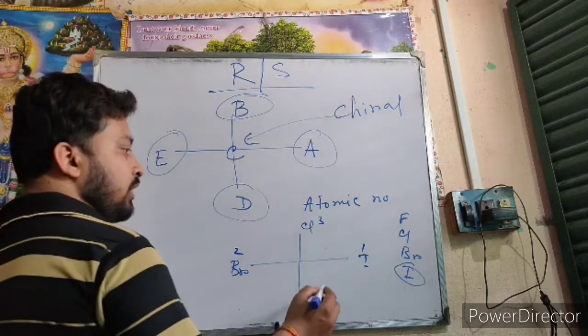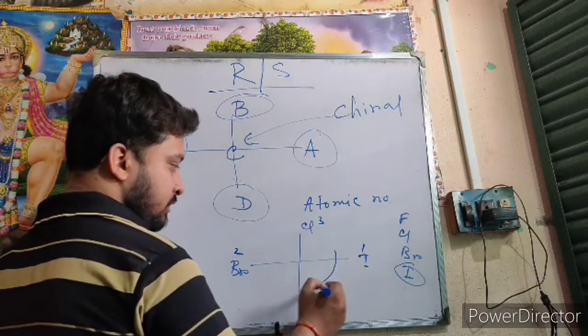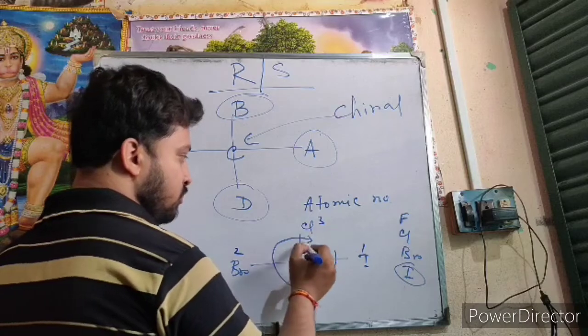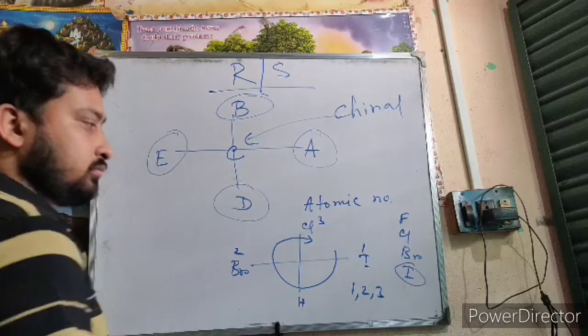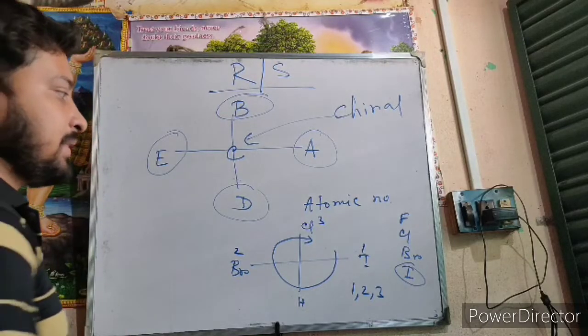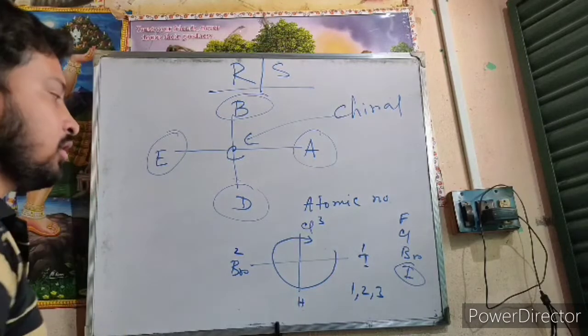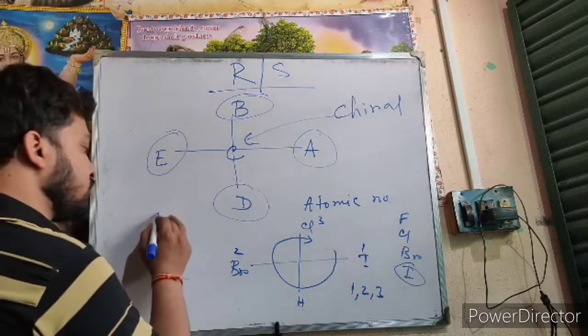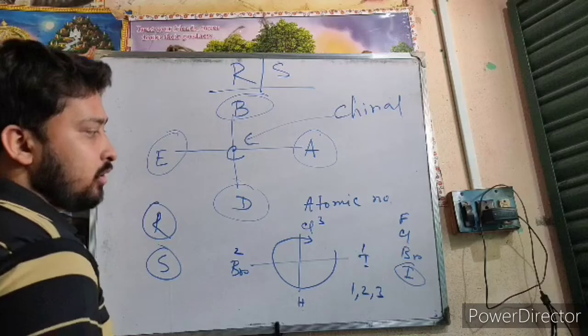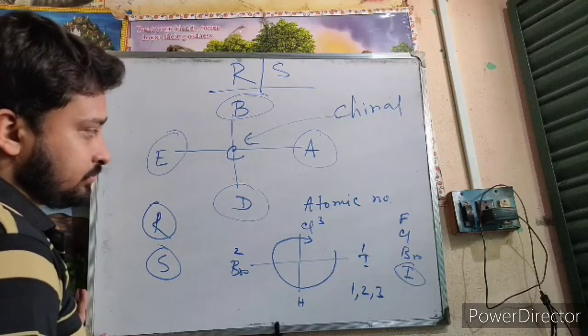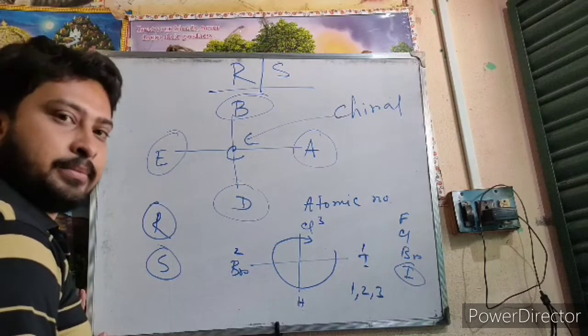Then you rotate this: 1, 2, 3, 1, 2, 3. If the rotation is clockwise, this is called R. If the rotation is anti-clockwise, then it is called S.